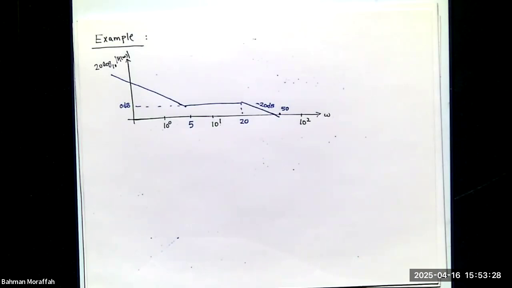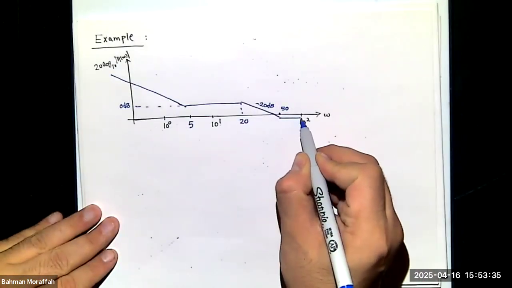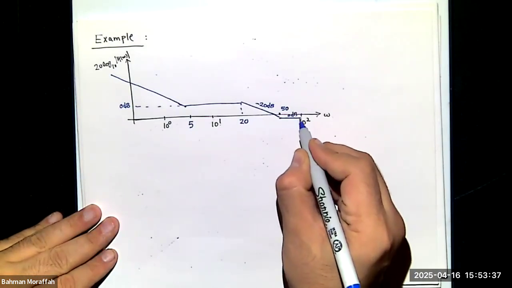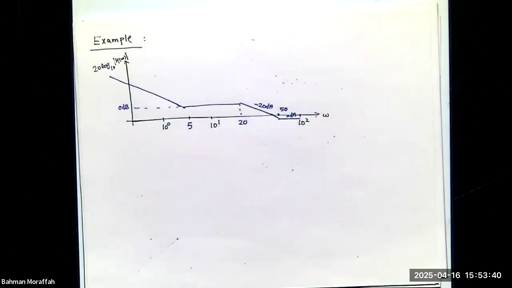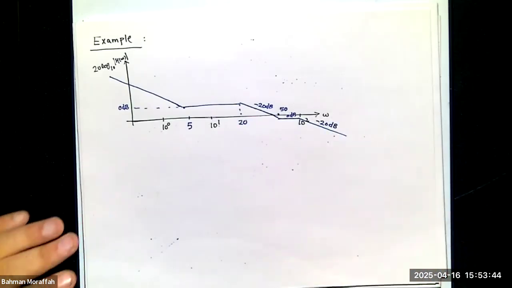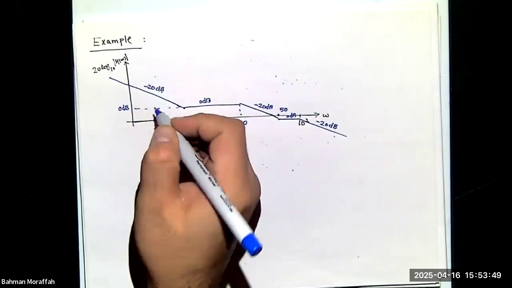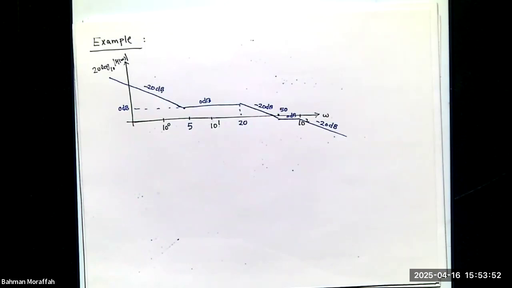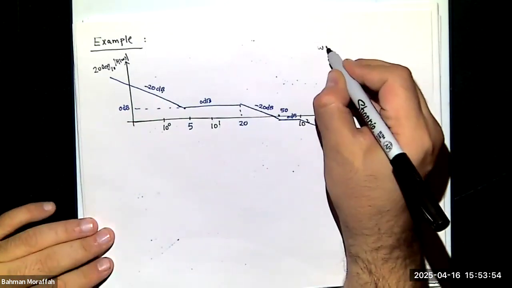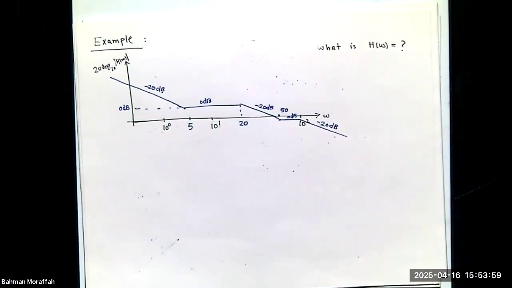Right? Then I'll go constant till I hit this 10 to the power of 2, and then again go down by negative 20. And the question is, what is h of omega? Right?